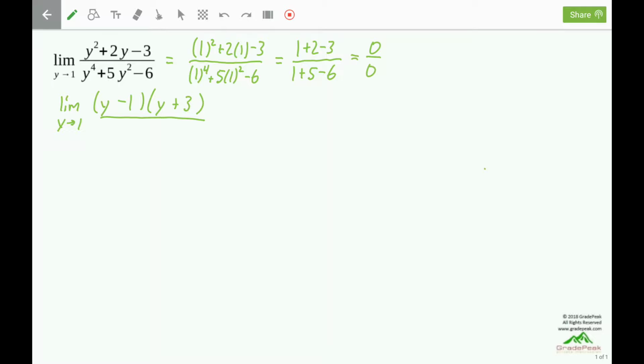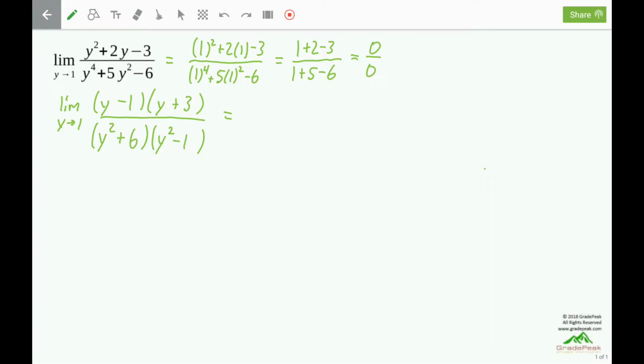In the denominator, I have a trinomial factoring of y to the 4th, and the middle term is y squared. Therefore, it's a trinomial factoring of y squared and y squared. Those will multiply to be y to the 4th. We need two numbers that multiply to be a negative 6 and add to be a positive 5. I believe I need a positive 6 and a negative 1.